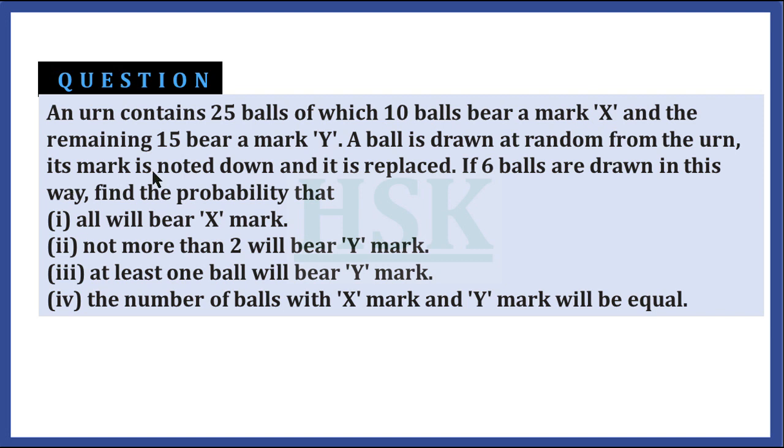It is marked, its mark is noted down and it is replaced. So what we are doing, we are selecting a ball at random from the urn. We are checking what is written on it, X or Y. It is noted down and it is replaced back in the urn. If 6 balls are drawn in such a way, find the probability that in the first part all will bear X mark. Second, not more than 2 will bear Y mark, and so on.